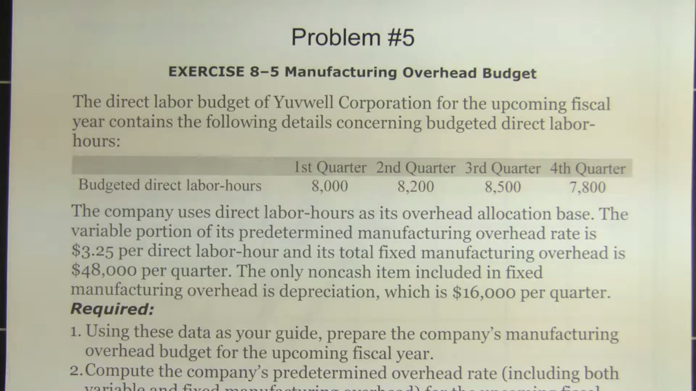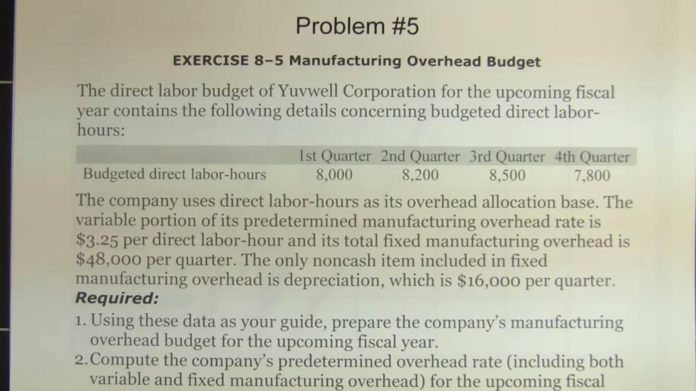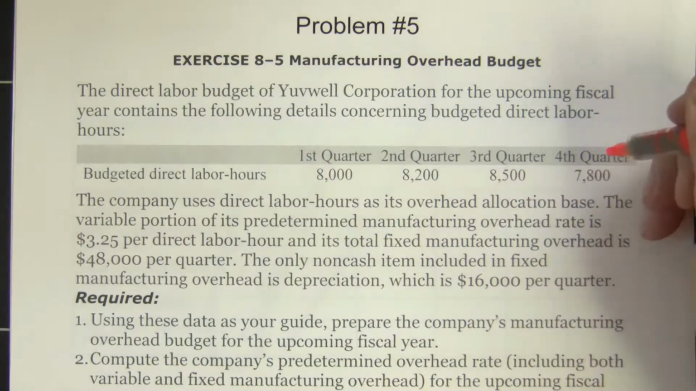Problem 5, this is exercise 8.5 in your text. Problem 5 in Connect talks about a company called Yovewell Corporation. I have no idea where these guys come up with these names. Anyhow, for the upcoming year, they have the following information.